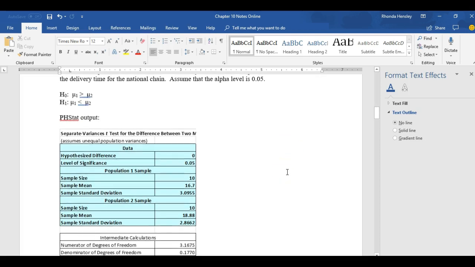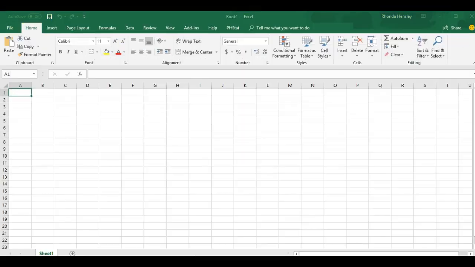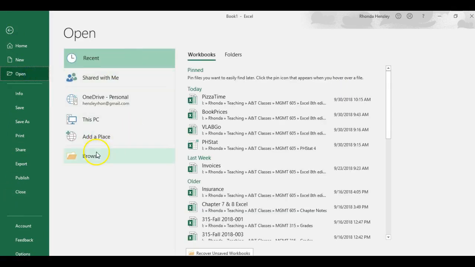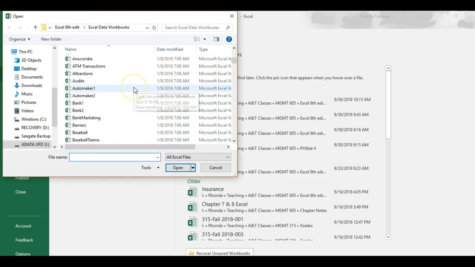Our PHStat output, the way that we get this is we go to Excel, and this file is called Pizza Time. I'm going to open that up. I've already got PHStat up and working. So I'm going to open, and I've already been here, so I'm in the right directory to get this. But anyway, Pizza Time, you'll have to find it. It's in your files.